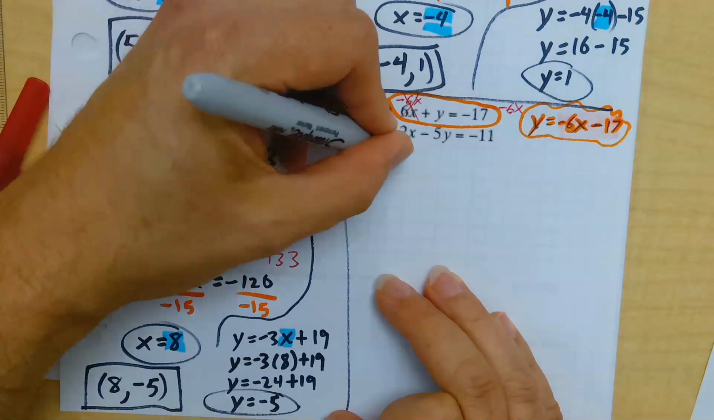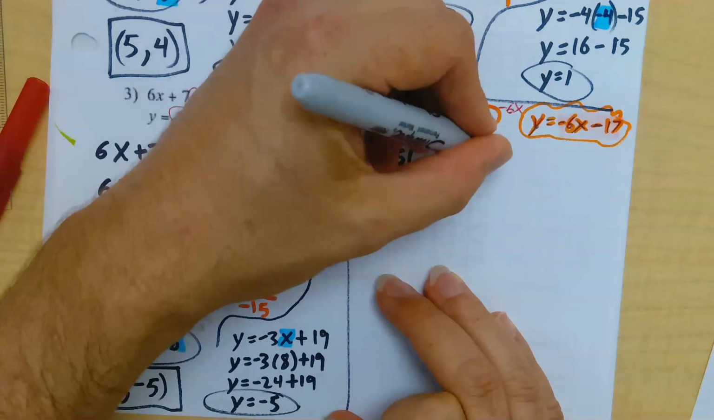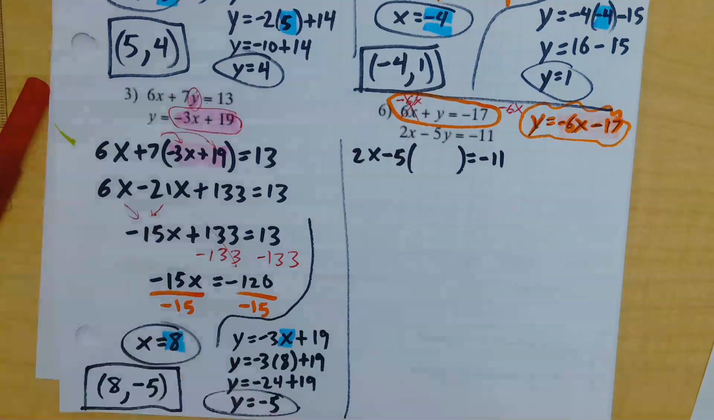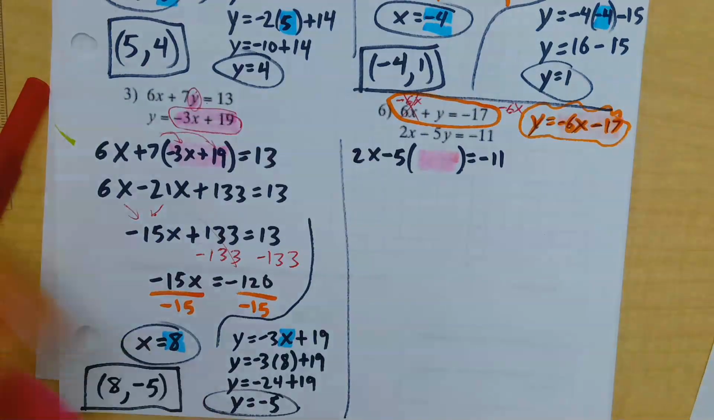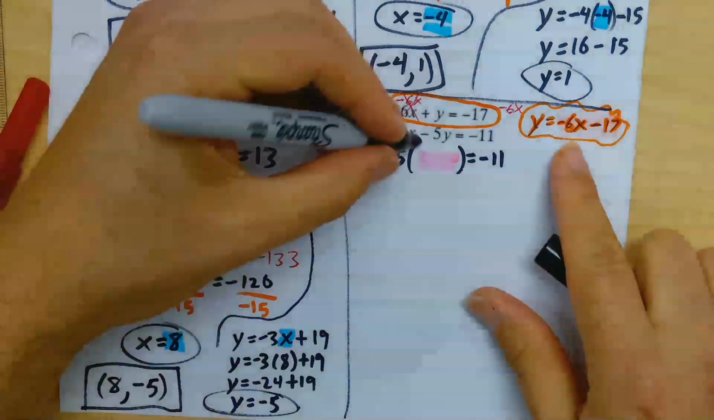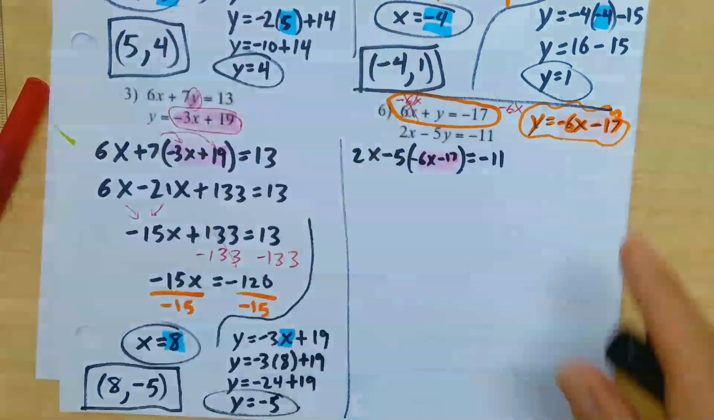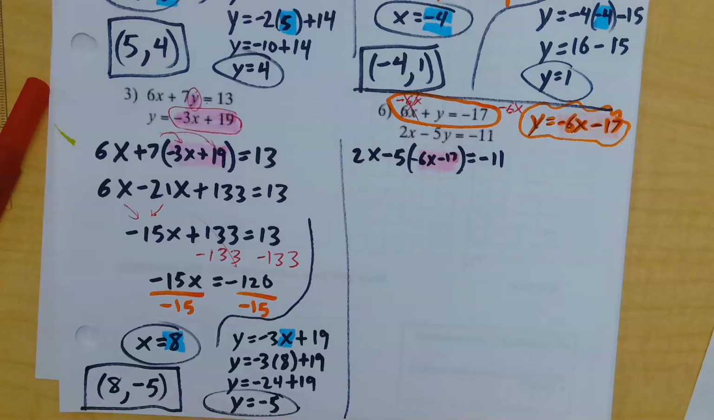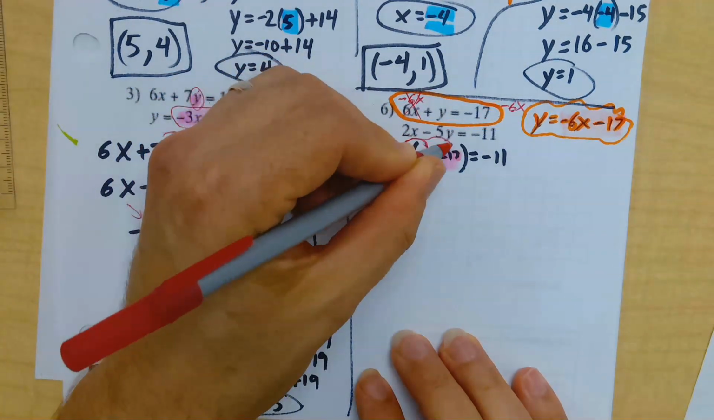2x minus 5 times parentheses equals negative 11. And what do we write in the parentheses? We're going to write negative 6x minus 17. Okay, distributive property with the negative 5 there and the negative 5 times that.